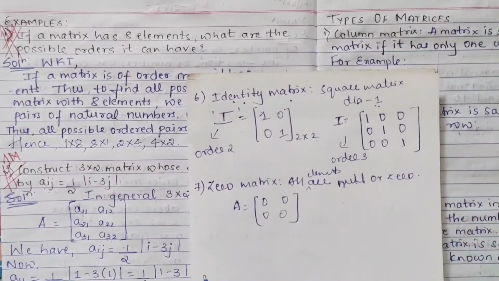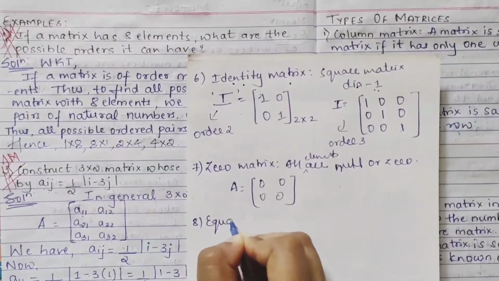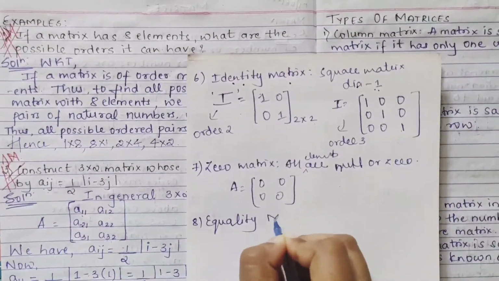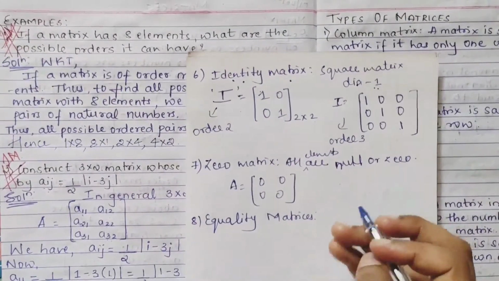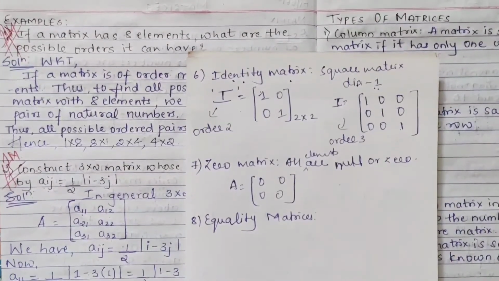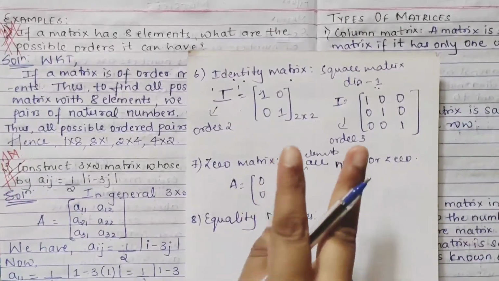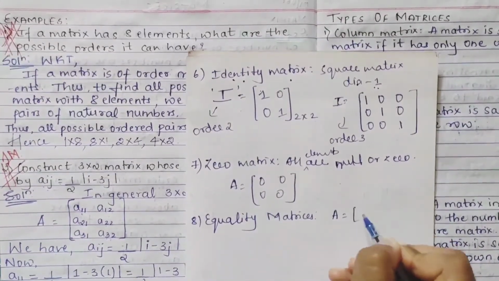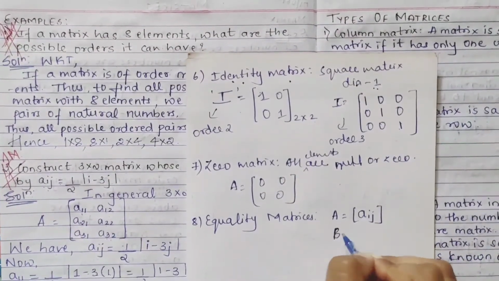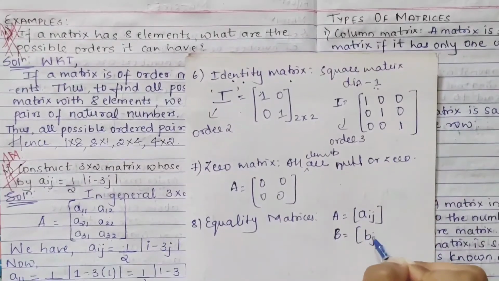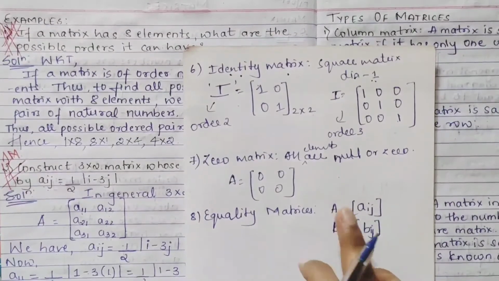One more last I want to show, that is your equality. Equality of matrices is very useful. Obviously, you should have the same order. Now whenever you are doing the equality, we need 2 matrices, right? So suppose in general I am taking Aij, this is one matrix, and another B, in general Bij. Whatever we are taking, the order should be the same.